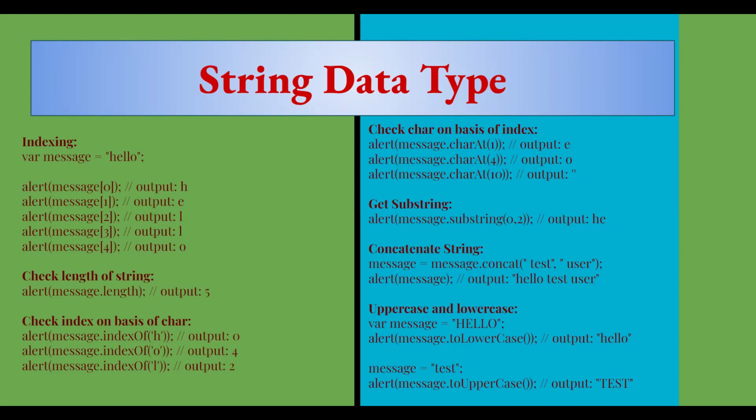Here is another string method, concat. It is used to concatenate or combine multiple strings. In the concat method, you can give multiple strings and those strings will be appended to the message string. For example, we concatenated test and user strings in message. The final message string is hello test user. Other inbuilt methods are like converting a string to uppercase letters or lowercase letters. There are a lot more inbuilt string methods you can explore and try to use.